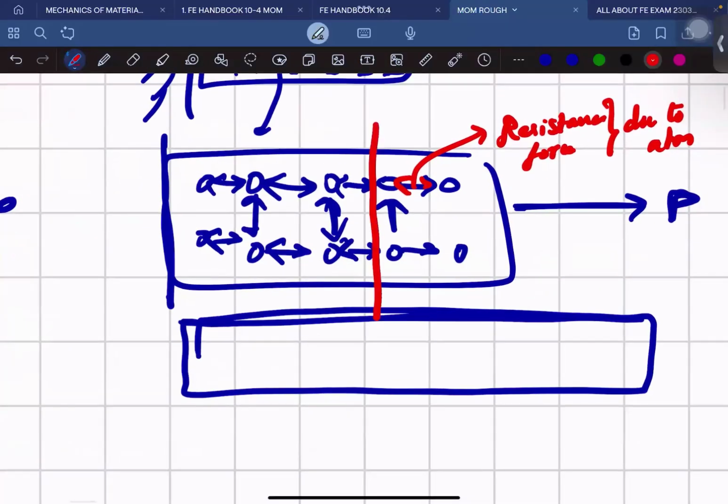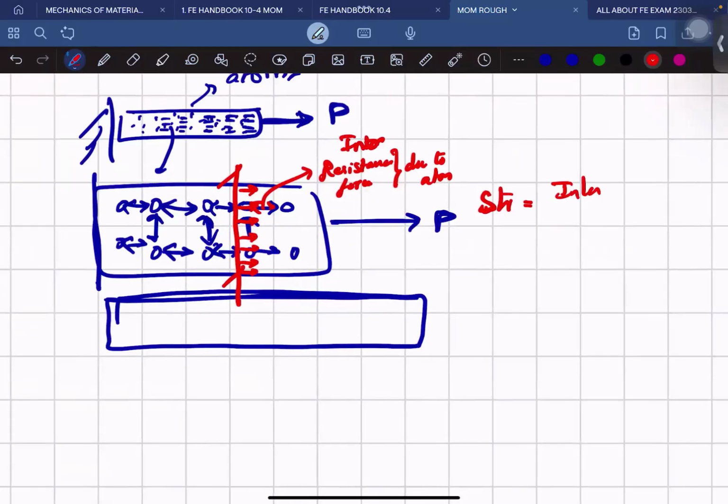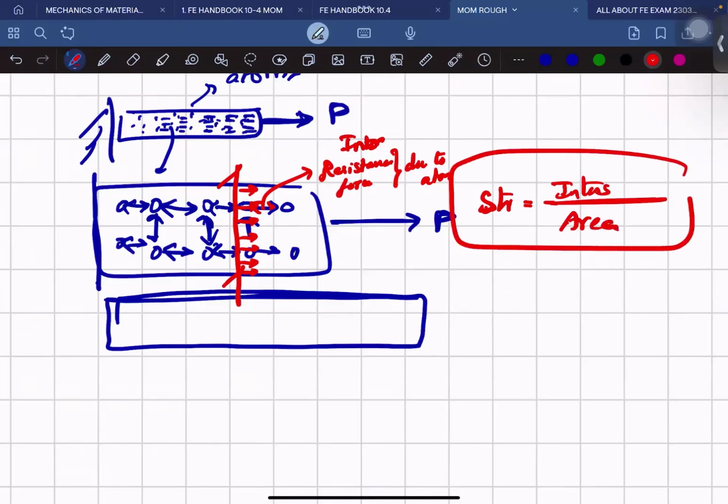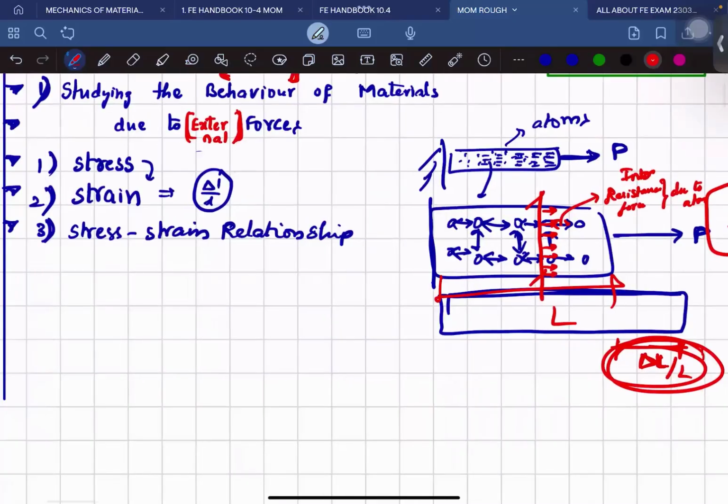So when you cut a section, there will be an infinite number of internal resisting forces. Stress is defined as the internal resisting force per unit area. This is the basic summary. And strain is defined by the distance delta L, and delta L by L, where L is the original length, is what we call strain.